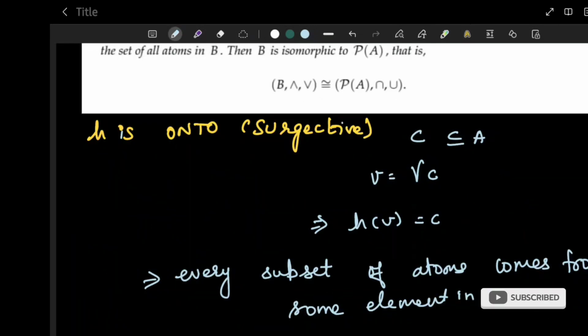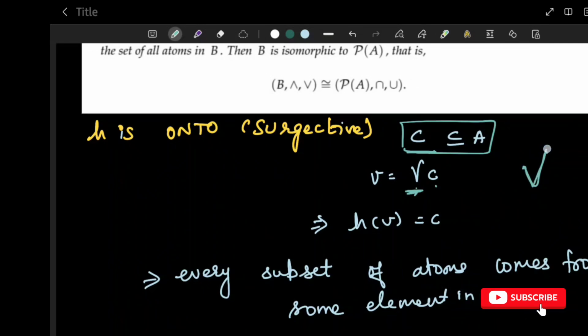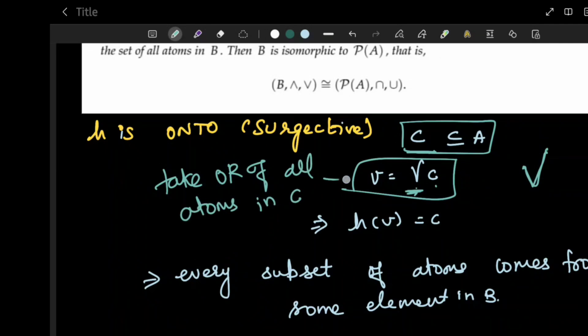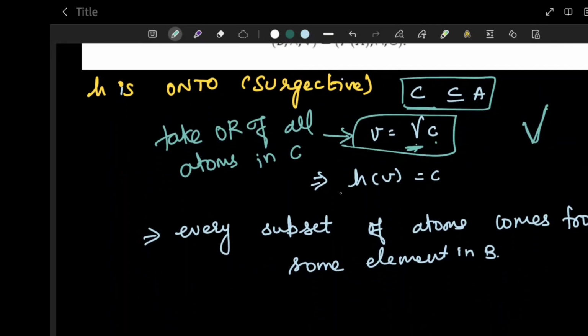To prove H is onto, that is surjective, let's take any subset C, that is C subset of A, and also take V is equal to join of atom C, that is join of atoms is denoted like this. You know it, right? So what does this equation mean? Take the join of all atoms in C. That is this equation. Then H of V is equal to C. So every subset of atoms comes from some element in B, right? Hence, H is surjective, that is onto.